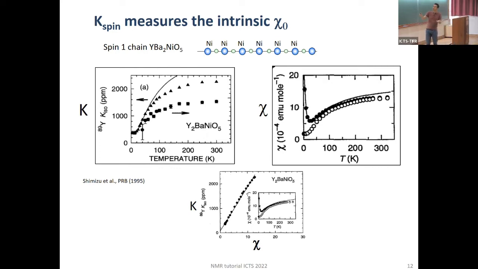So when you do NMR, you don't care because there are not many end spins, and most of your yttrium nuclei probe a system that is really like an infinite chain. They are far from the ends.